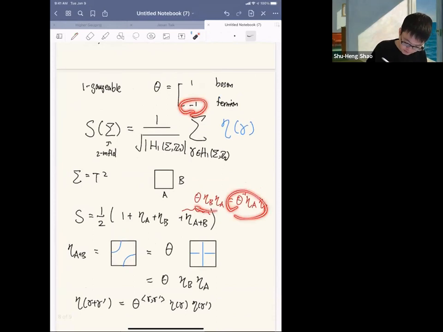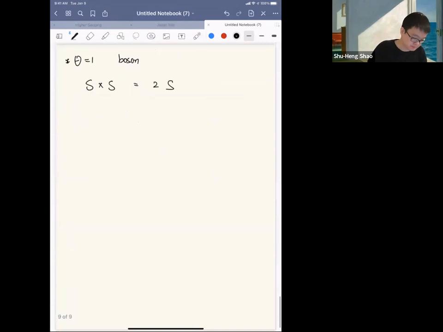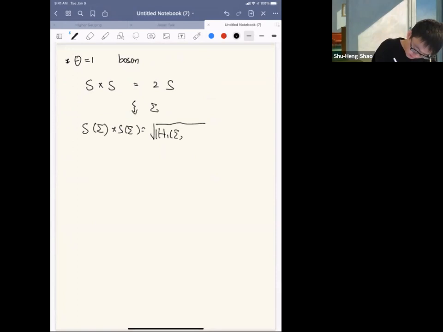And now we are ready to compute the fusion rule of S. When it's a boson, we put plus one over here. And you find that S times S is 2S, very much like a projection algebra. If you work a little bit harder on a general two manifold, this is the answer you get. S sigma times S sigma is square root of H1 sigma Z2 times S of sigma. Naively, you expect a number under the fusion rule, but you get a function that depends on the choice of the manifold. And what is this object? This is actually the partition function of a 1+1D Z2 gauge theory.